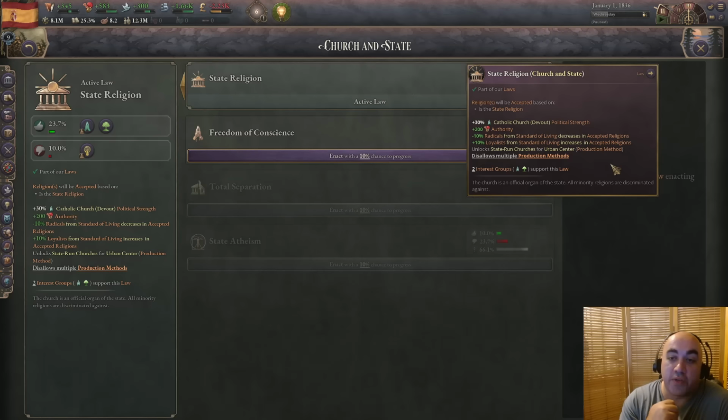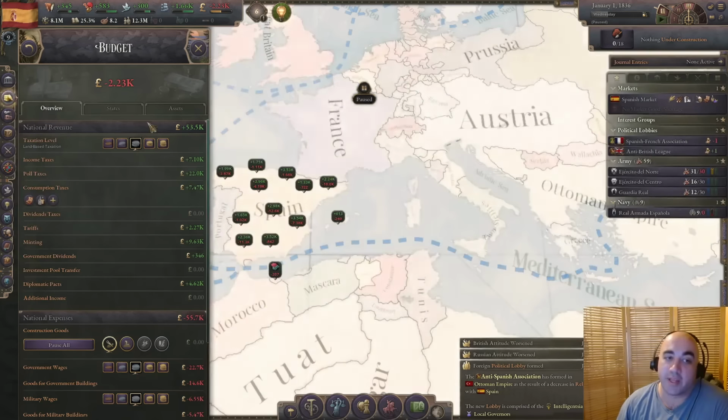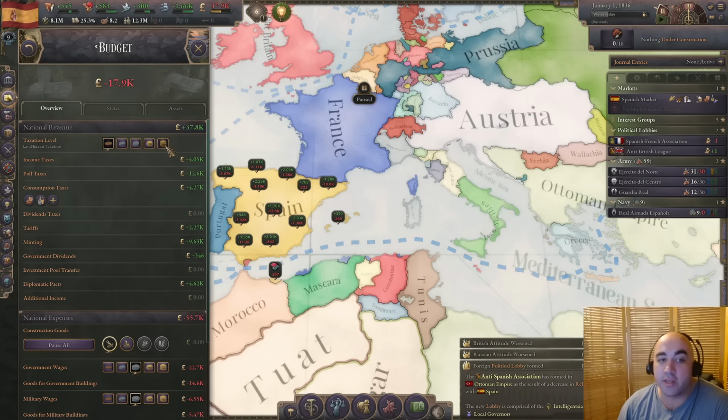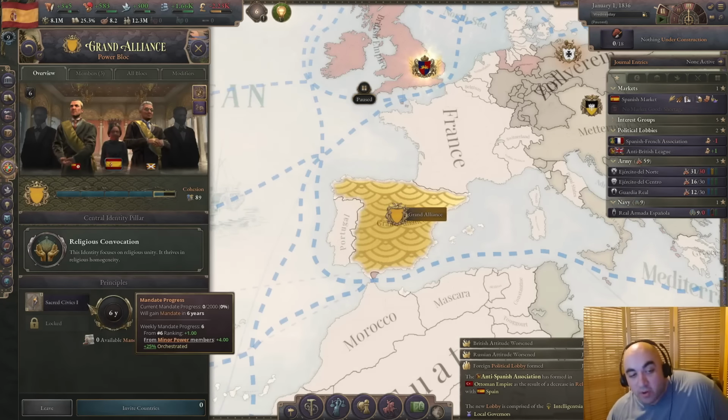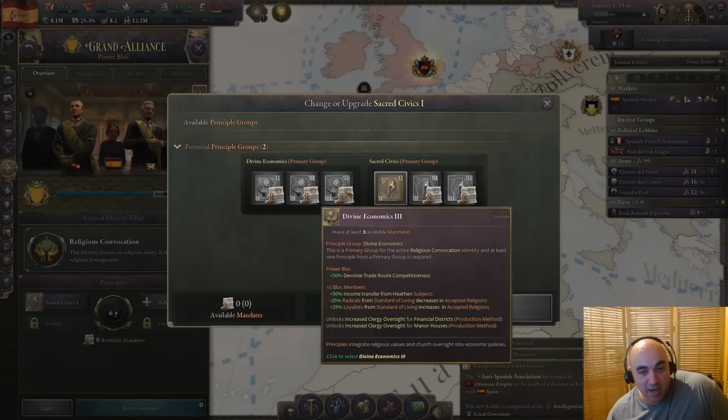loyalists. But if you stack enough of these modifiers, yo-yoing up and down will actually increase your SOL, and so you can do something like run high taxes and oscillate between the two and just generate a bunch of loyalists this way, but you're sacrificing an entire principal group where the main payoff is going to be this. I do think you get more out of Divine Economics.